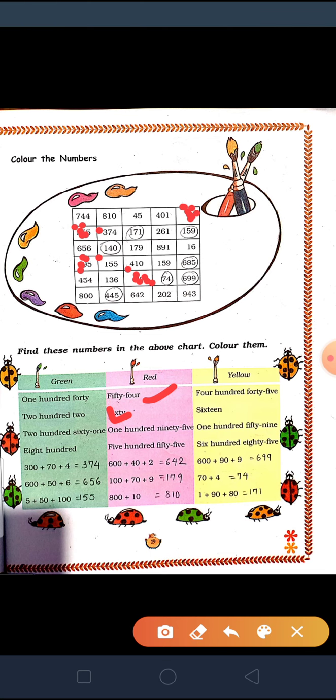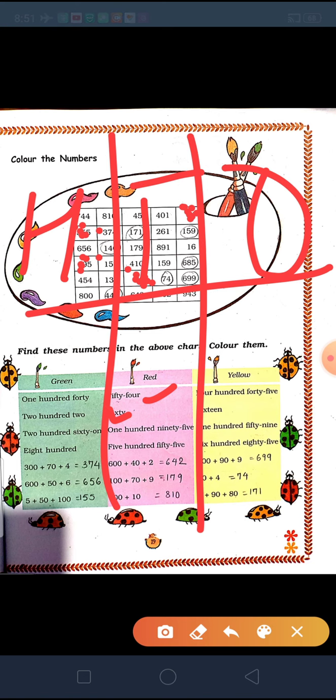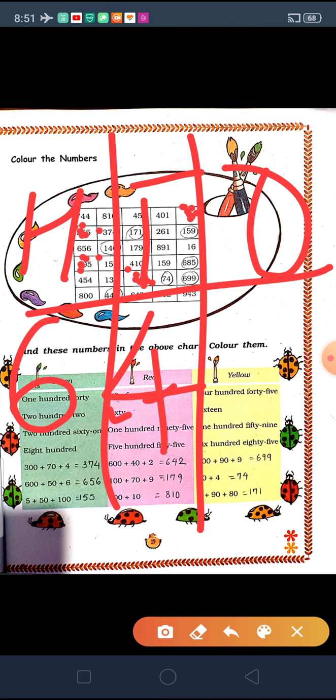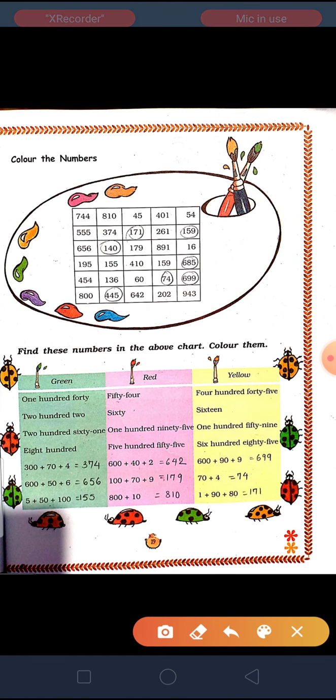Now again 600 and 40 and 2. As I told you, write that in the boxes of H, T, O. So it will be easy. 600 means here on the hundreds place. 40 means on the tens place, and 2 means on the ones place. So the number becomes 642. So 642 again you will do in red. 170 and 9, so 179 is here. So do it in red.